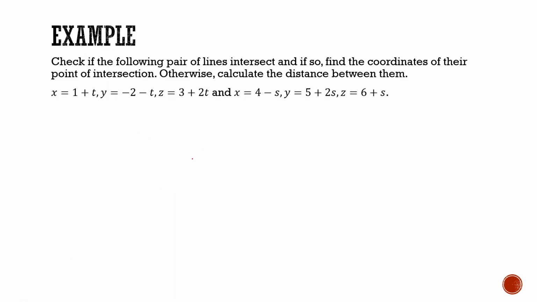Okay, so this example asks us first of all to check if the following pair of lines intersect. So let's do that first. So we have the line x is equal to 1 plus t. These equations are in parametric form. y is equal to -2 minus t, and z is equal to 3 plus 2t. And then we have the line x is equal to 4 minus s, y is equal to 5 plus 2s, and z is equal to 6 plus s.